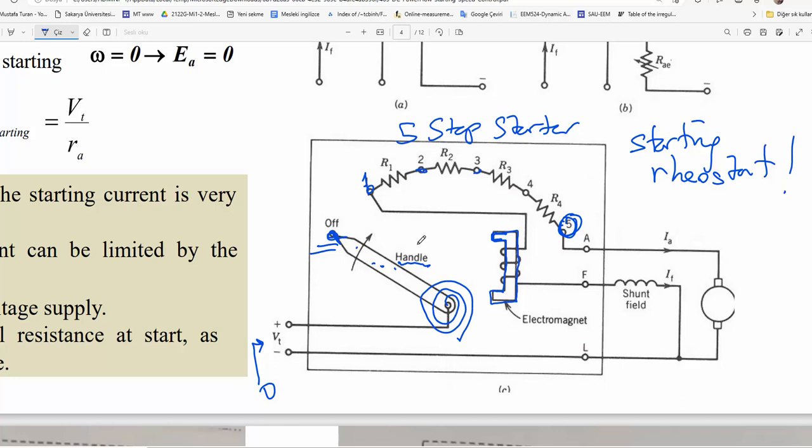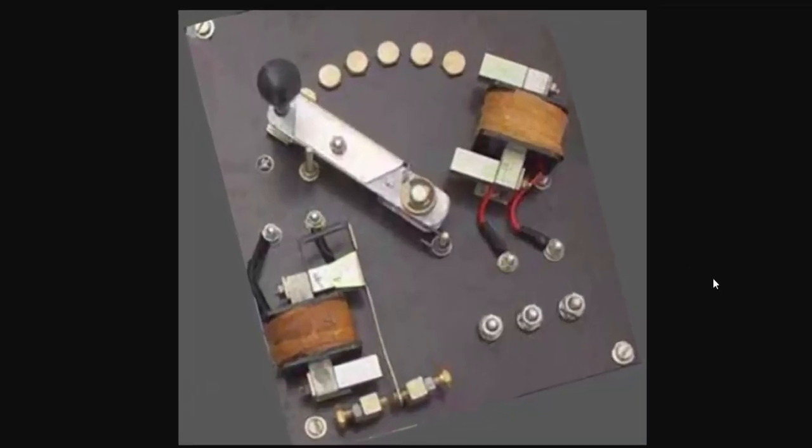This handle moved back to its original initial position, which is off. It is reset, as you see. Here's an electromechanical locking mechanism. Here you see a starter having 2 electromagnets, I will mention. But first, that is the off position, and then we step by step move to the final position.